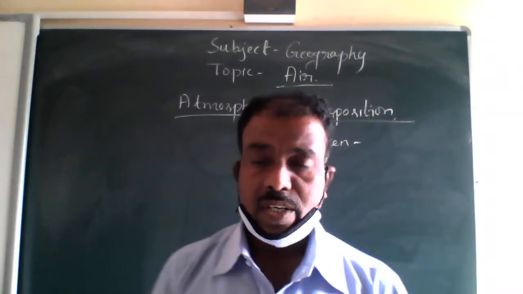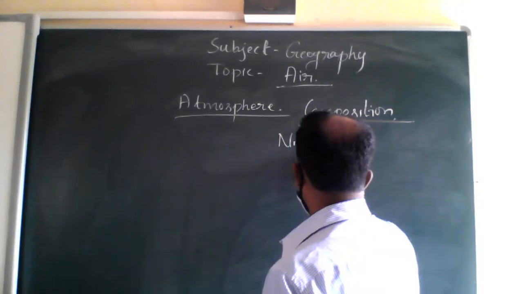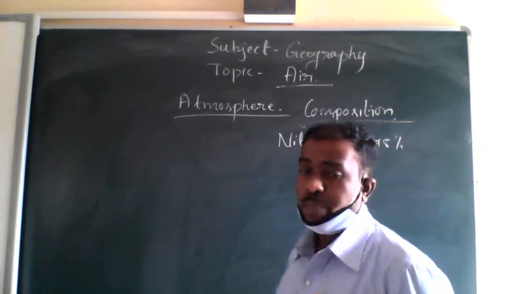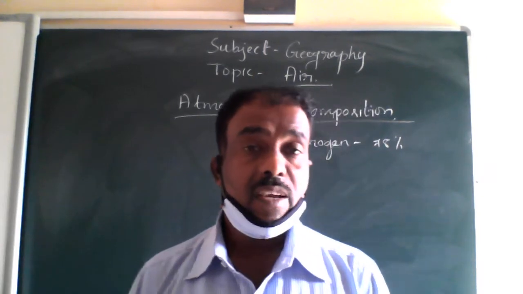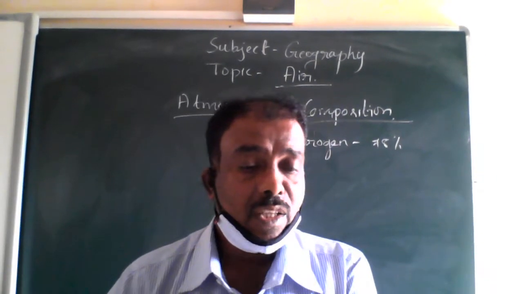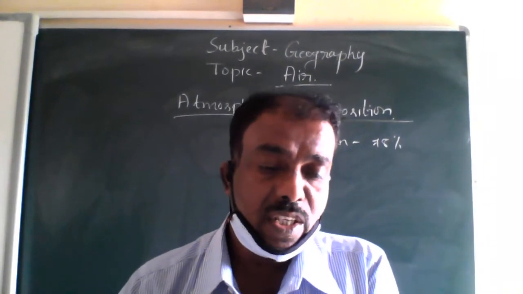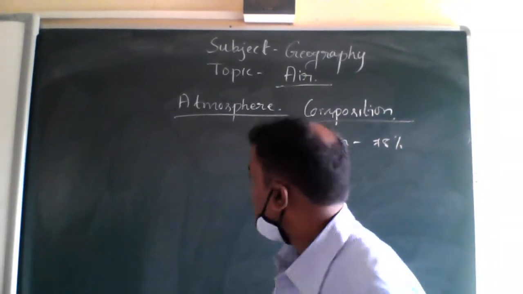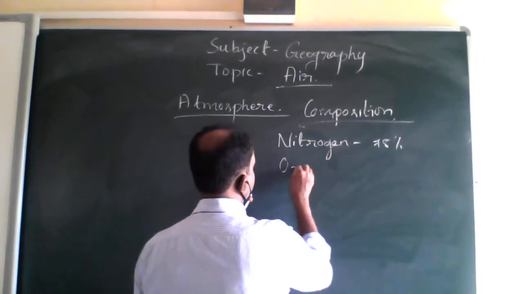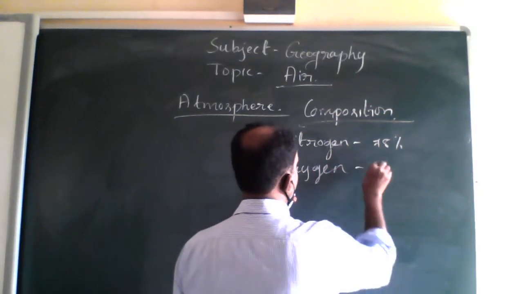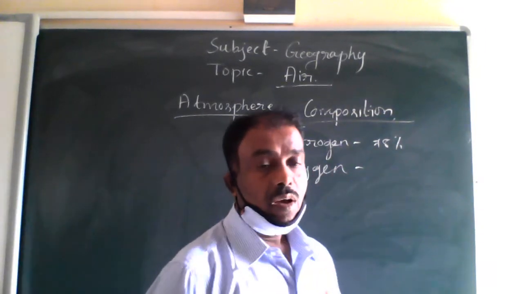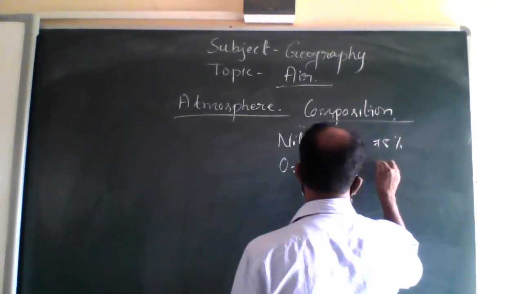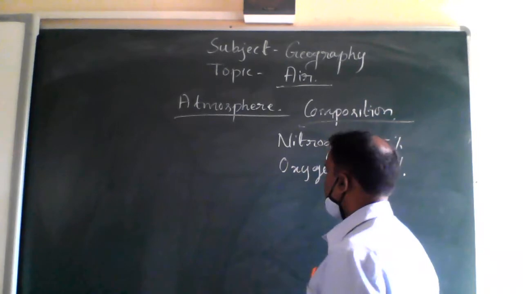Are you getting it, students? That is nitrogen, about 78%. Our atmosphere has 78% nitrogen. And after this, students, oxygen. Oxygen is about 21%.